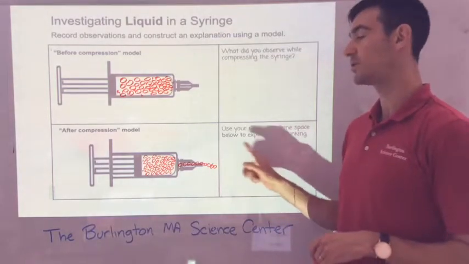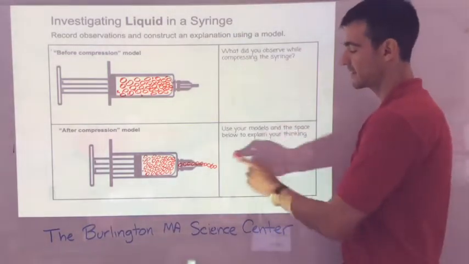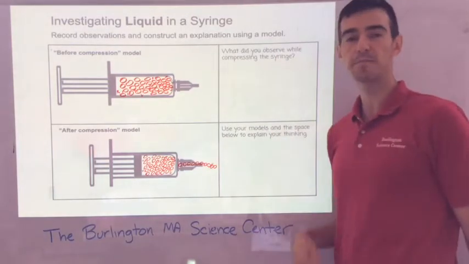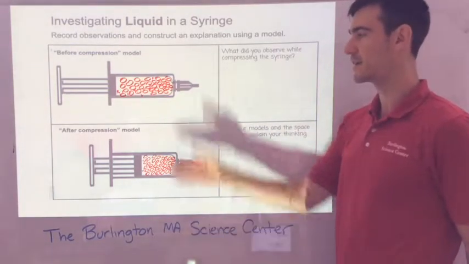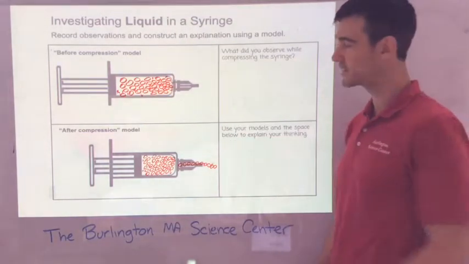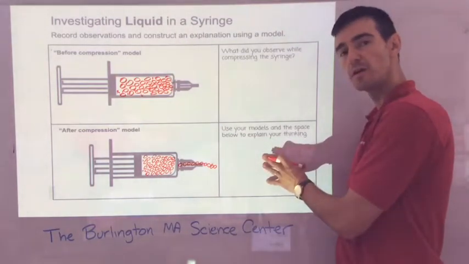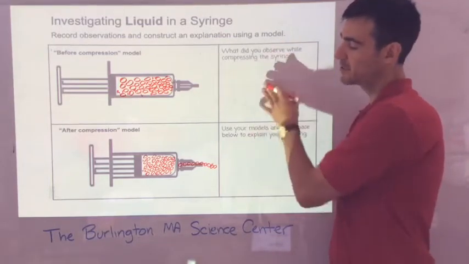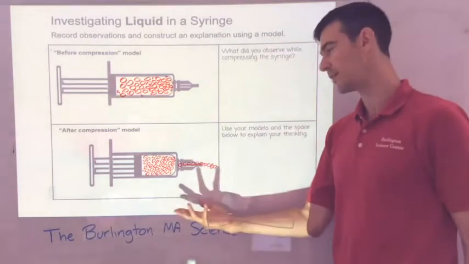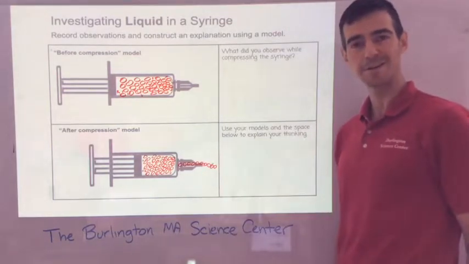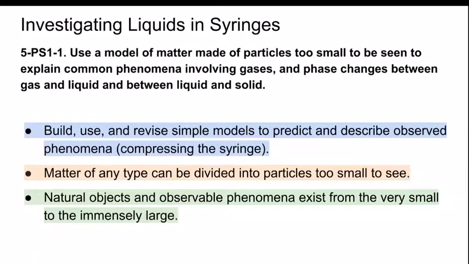So once again, students will use these models to also explain their thinking in the column to the right. It's important that when our students use models, they can use diagrams and illustrations, but that they'll want to use written language to convey the meaning of whatever symbols and diagrams they're using. Once again, students will be building, using, and revising simple particle model diagrams to describe the observed phenomena of compressing the syringe full of liquid.